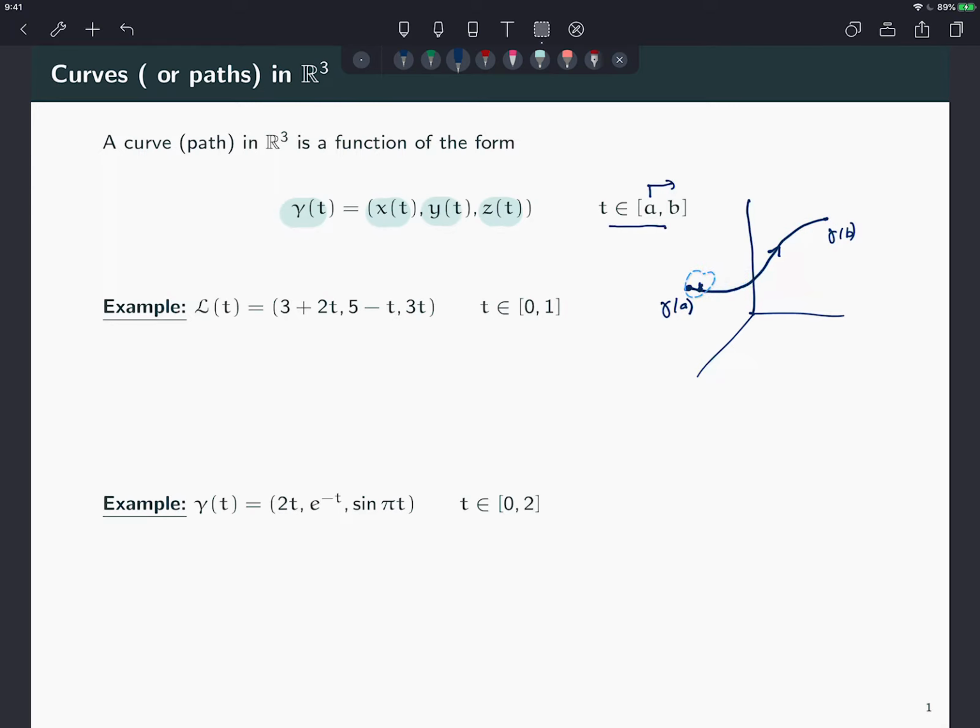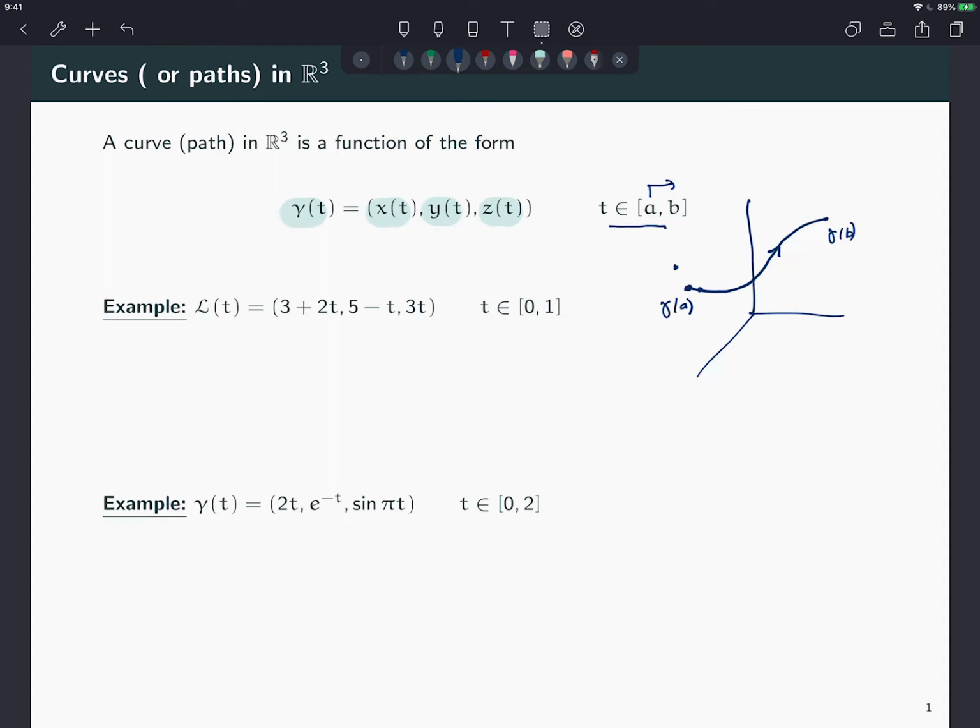So it's not just the curve all by itself. Sometimes we think of this like there's movement, there's a particle moving along here. I'm going to use these curves, or paths, to describe objects that are moving in space. And they're going to have a velocity, and they're going to have an acceleration, and so on.